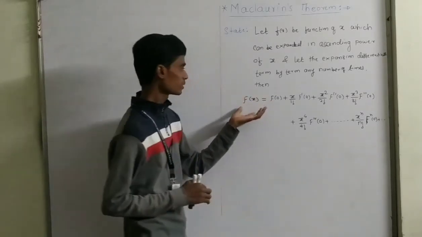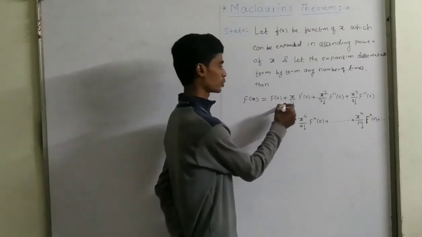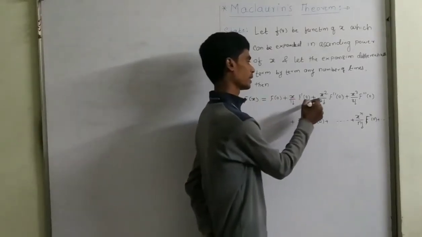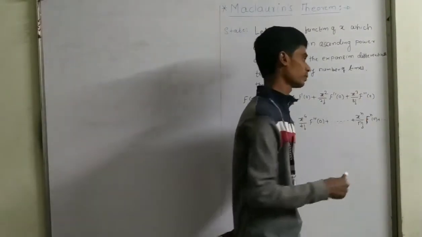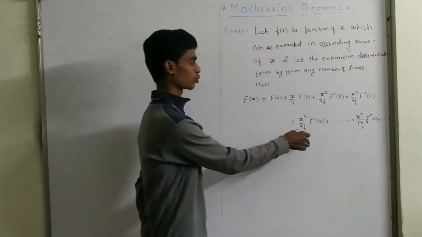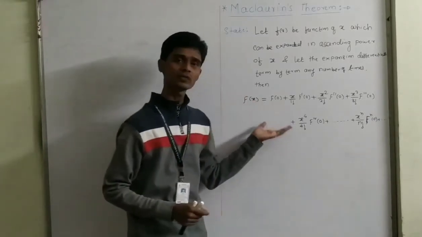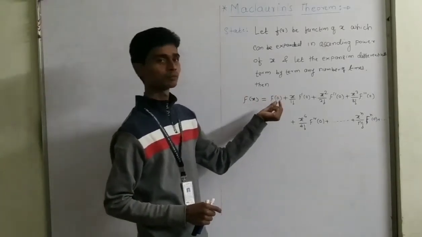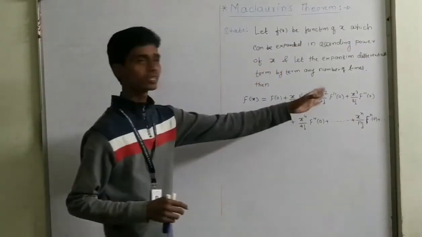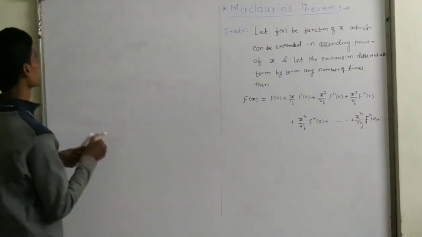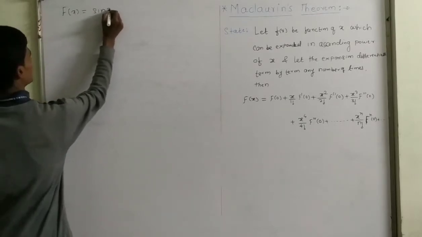So again I am recalling the statement: the expansion of f of x is f of 0 plus x upon 1 factorial f dash of 0 plus x square by 2 factorial f double dash of 0 plus x cube by 3 factorial f triple dash of 0 plus x raised to 4 by 4 factorial f fourth derivative of 0 and so on. If you want to find the expansion of any function, you just put the values of f of x, f dash of x, f double dash of x at x equal to 0, and then simplify, we get the expansion. So let us start with the example f of x is equal to sin x.